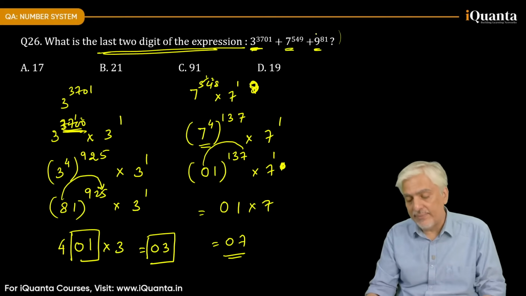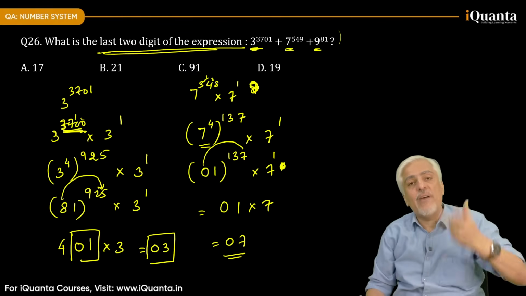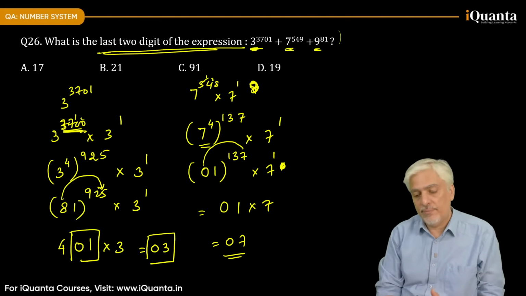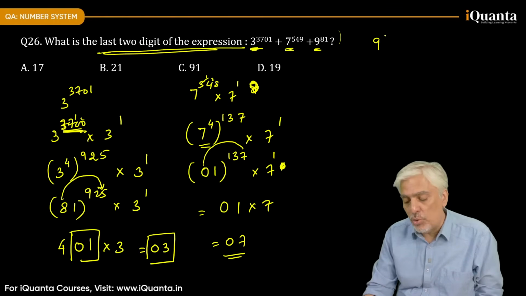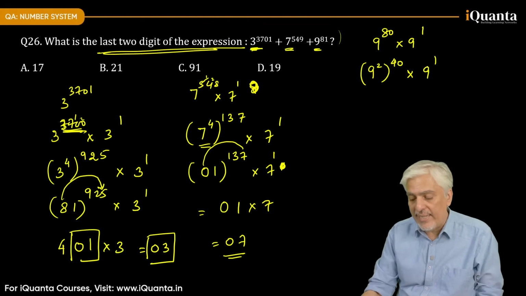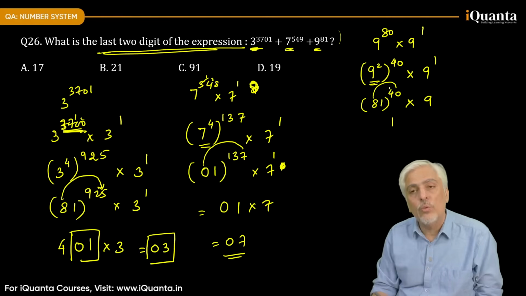अब 9 के लिए करते हैं। 9 का विच पावर एंड्स इन 1? 9 स्क्वायर, तो आई कैन राइट इट एज 9 रेज टू 80 multiply by 9 raised to 1. I can write this as 9 square raised to 40 multiply by 9 raised to 1. This is 81 raised to 40 multiply by 9. 1 will come as it is. 8 multiply by 0 is 0 multiply by 9, 09.